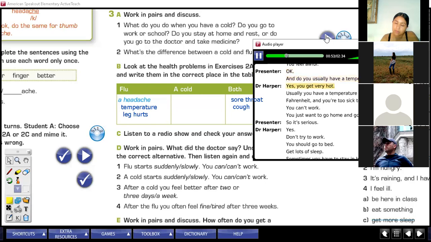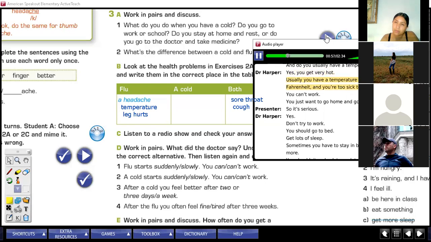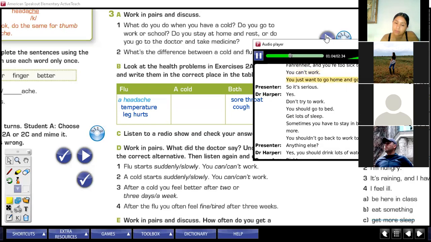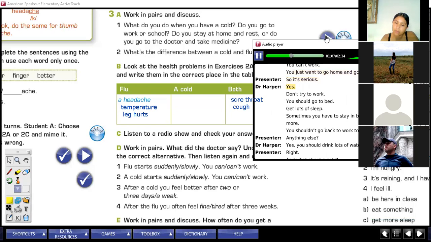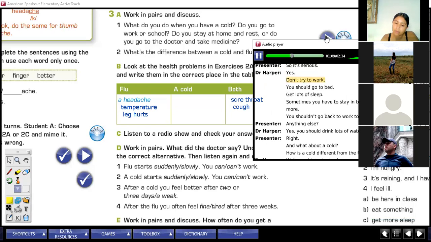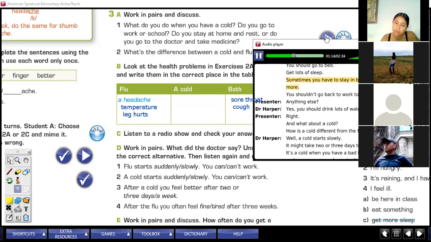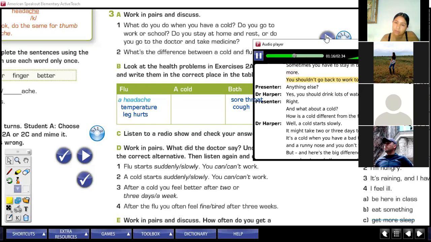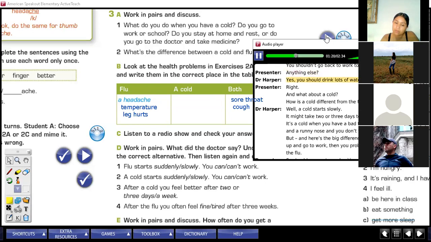Yes, you get very hot. Usually you have a temperature of over 100 degrees Fahrenheit, and you're too sick to do anything. You can't work. You just want to go home and go to bed. So it's serious. Yes, don't try to work. You should go to bed, get lots of sleep. Sometimes you have to stay in bed for a week or more. You shouldn't go back to work too soon. Anything else? Yes, you should drink lots of water.